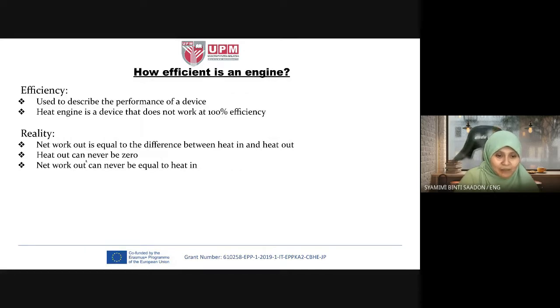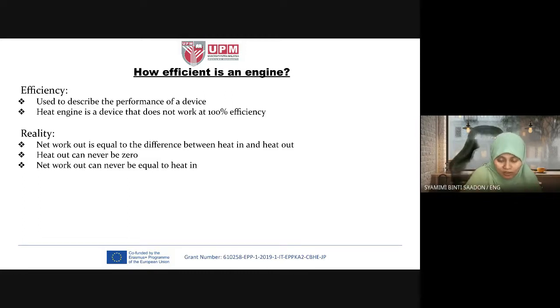Heat out can never be zero, due to the efficiency. There will always be some portion of waste heat rejected, unless the engine is 100%, which is impossible. So there always has to be some portion of heat being rejected. Heat out cannot be zero, meaning you have to have some sort of Q out. Net work out can never be equal to heat in. This is also the same, meaning the performance is not ideal 100%. So the net work output is not totally equal to the heat input.